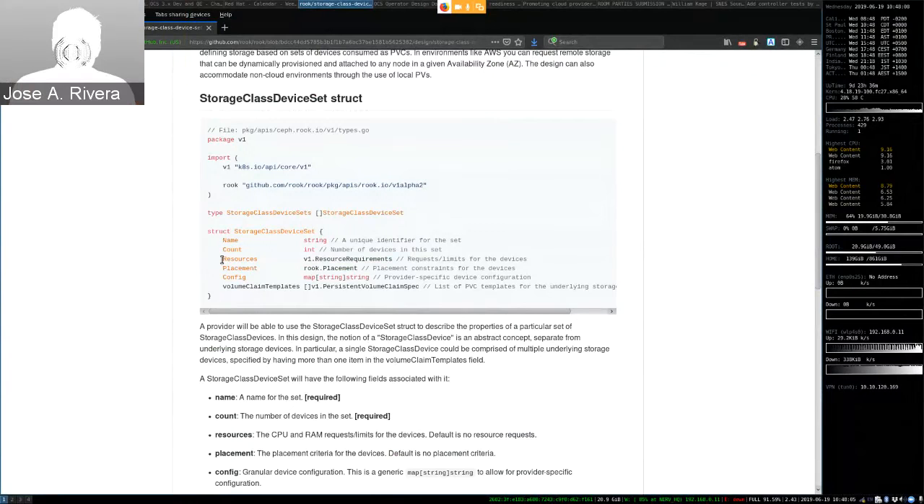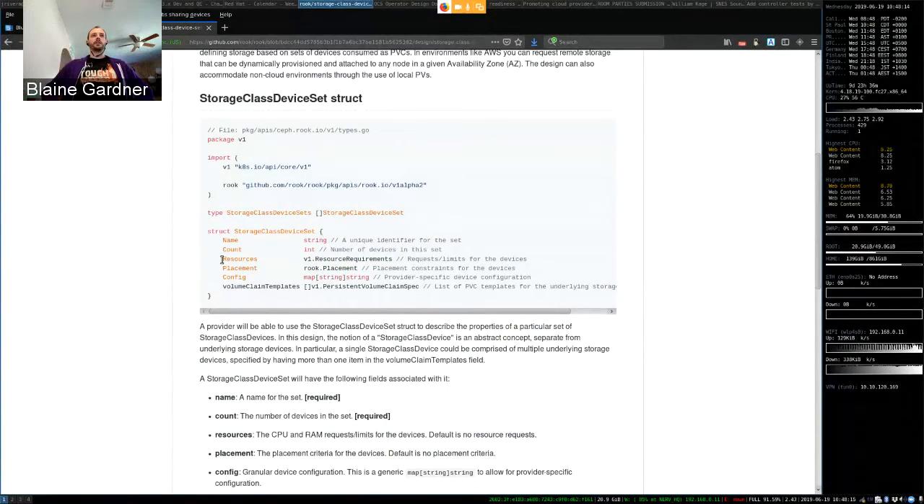Yeah, and if some other operator... Oh, go ahead. Are we assuming that these device sets will cohabitate with the normal disk-based model?